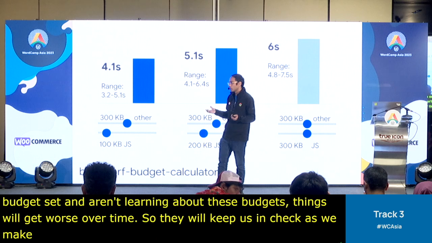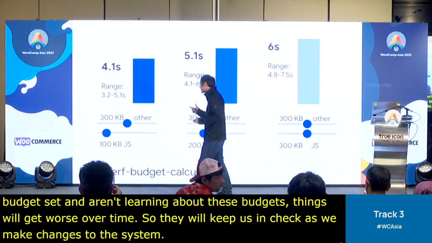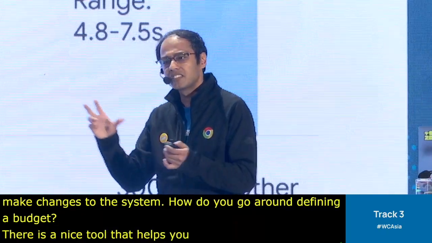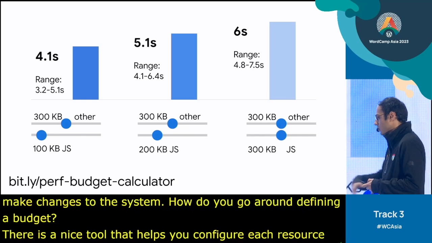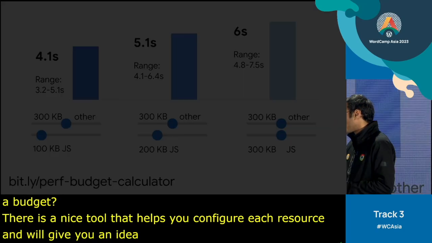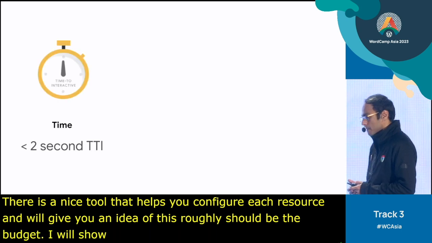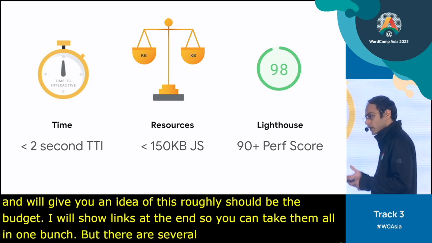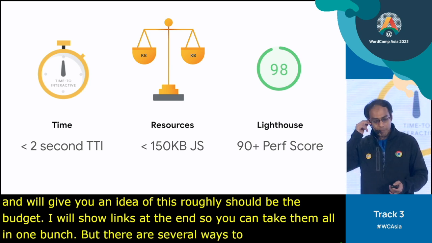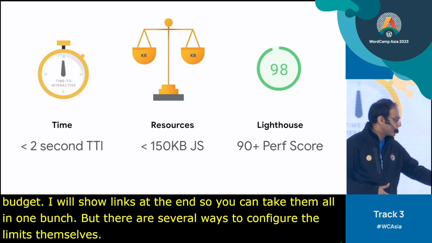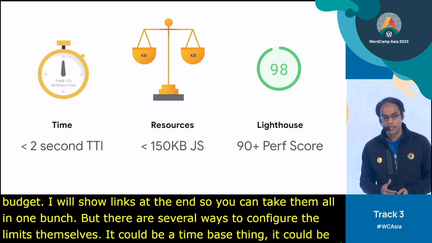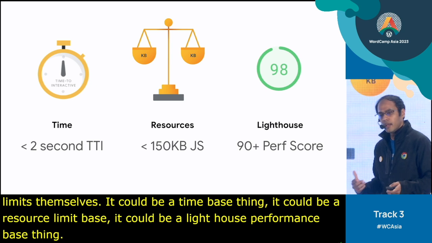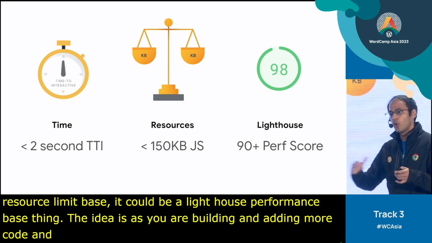So how do you go around defining a budget? There's a nice tool that helps you configure each resource that will give you an idea of, okay, roughly this should be my budget. And I'll share the links at the end so that you can take them all in one bunch. But there are several ways to configure the limits themselves. It could be a time-based thing. It could be a resource limit-based thing. It could be a Lighthouse performance-based thing. But basically, the idea is that as you're building and adding more code and changing stuff, you want to make sure that you're not going over the limits, right?